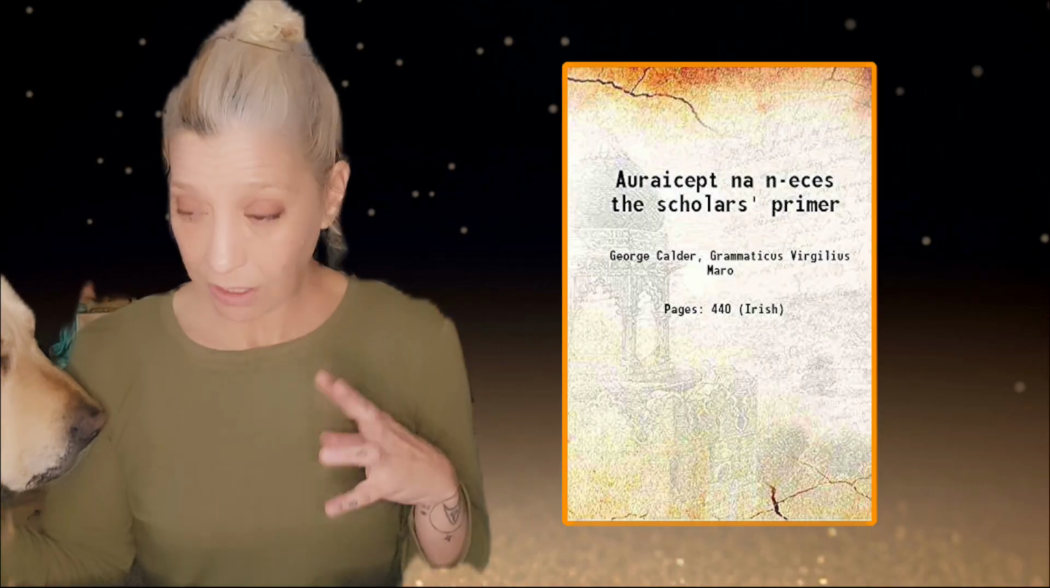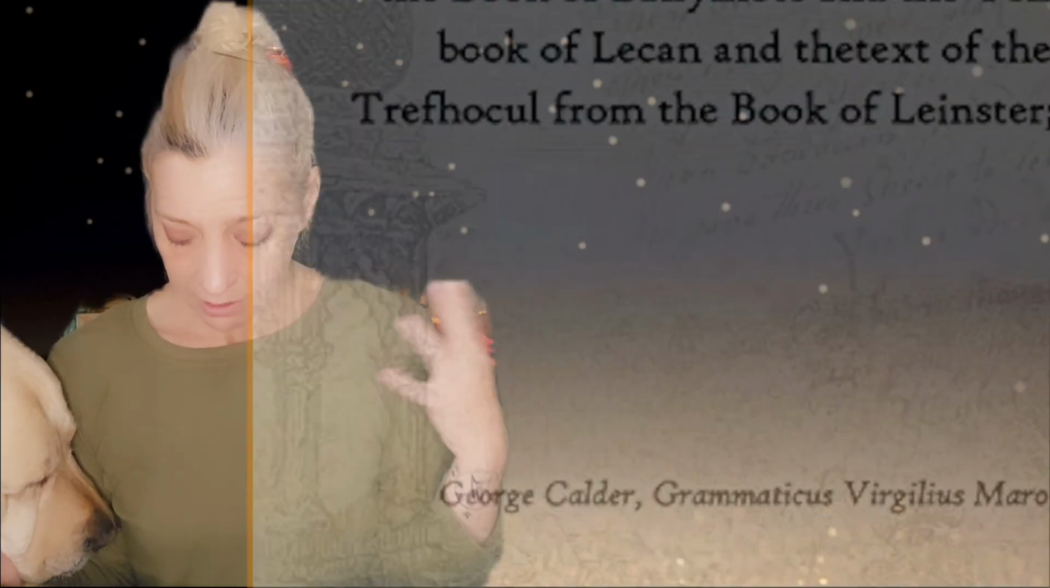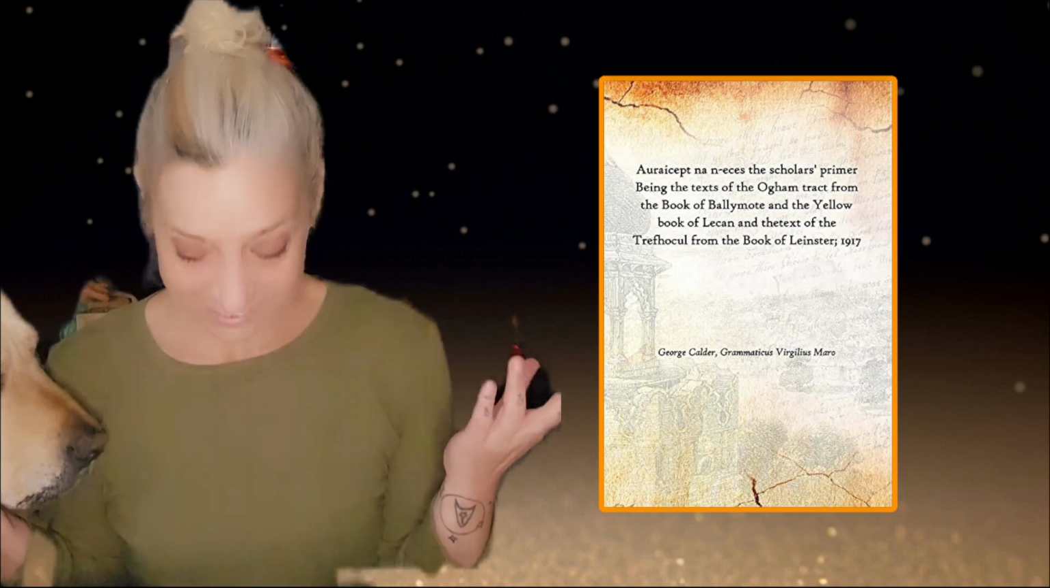So, yes. They had to be a member of the learned class, and they were called the Filid. All right. Now, all of these things we're talking about are found in what's known as the Scholar's Primer, the Auraicept na nÉces.